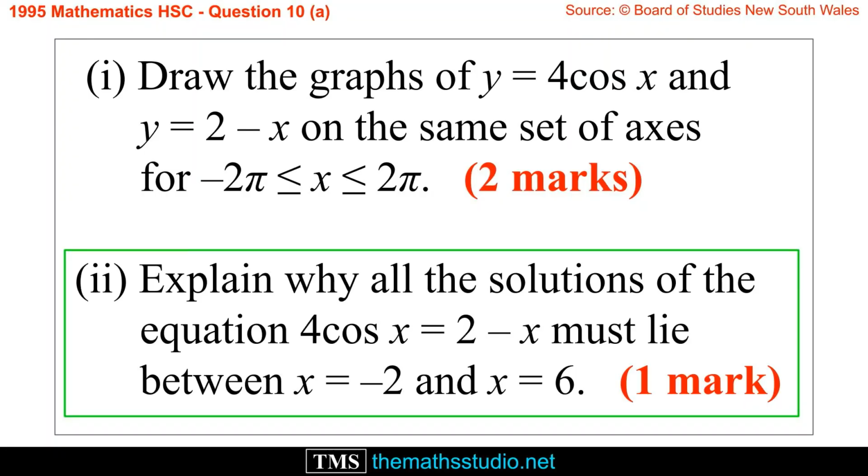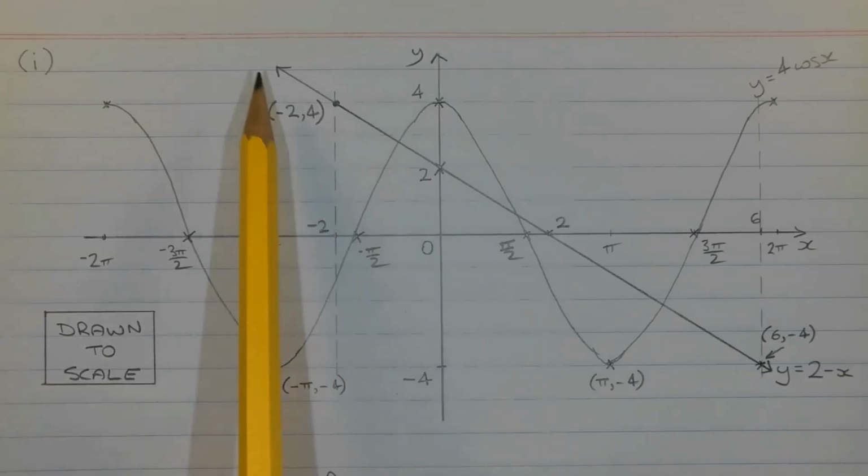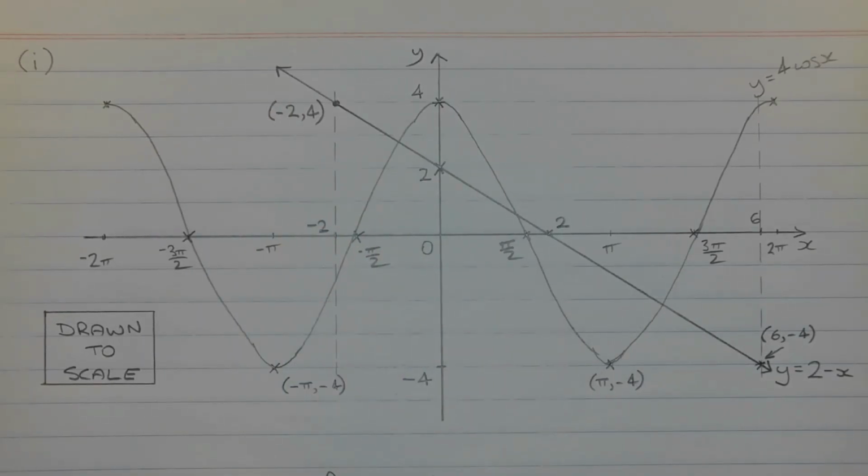Part 2. Explain why all the solutions of the equation 4 cos x equals 2 minus x must lie between x equals negative 2 and x equals 6. The graphs of y equals 4 cos x and y equals 2 minus x are continuous. That means there are no breaks or discontinuities. And both have a range of y greater than or equal to negative 4 and less than or equal to 4 in the interval x greater than or equal to negative 2 and less than or equal to 6. Now I've marked the interval here. Here's x equals negative 2 and x equals 6.